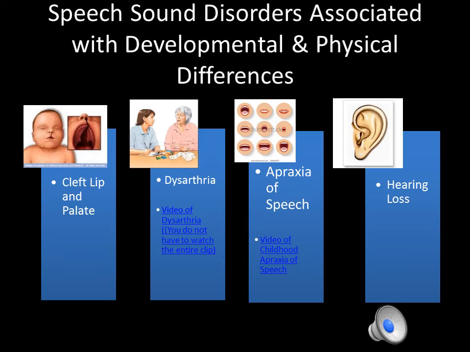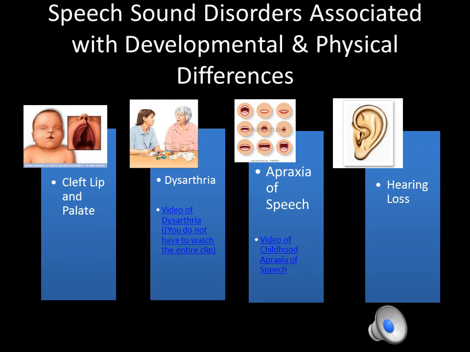Let's now look at speech sound disorders that are associated with developmental or physical differences. The first speech sound disorder we'll look at is the one associated with cleft lip and palate. During embryological development, the lip and palate are formed during the first trimester of a woman's pregnancy. The development occurs as the lips and palate grow from the sides of the embryo and join at midline. Sometimes these structures fail to develop, and a child might be born with an opening in his lip or palate, or as this is called, a cleft lip or cleft palate.